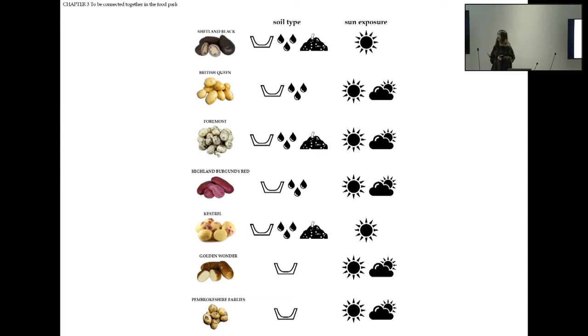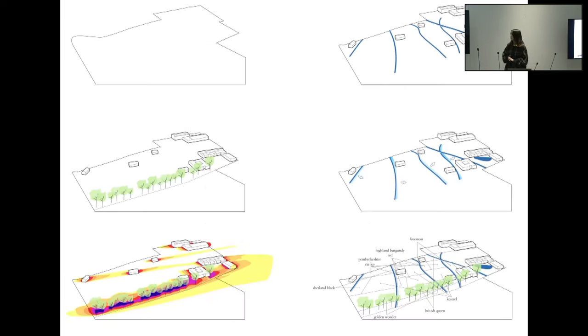And at least 7 types of potatoes are grown in the food park, and they have different growing needs. They have different requirements for the soil and the light. So I need to create the right environment for each of them. So here I have the farmland first, and then the buildings and windrows were put into the site.